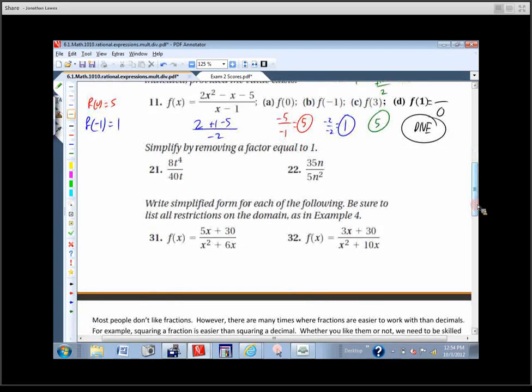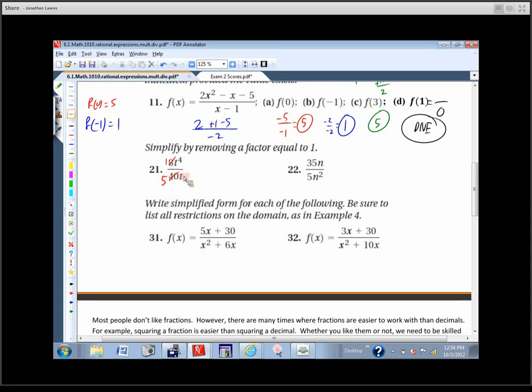All right, so then some easy problems. Simplify by removing a factor equal to 1. Now, the instructions on these are more confusing than actually doing the problem. All it's saying here is simplify, cross off common factors. So let's take a look at the numbers. I've got an 8 and a 40. 8 goes in here once, 8 goes in here 5 times. So I've got a 1 left on the top and a 5 left on the bottom.